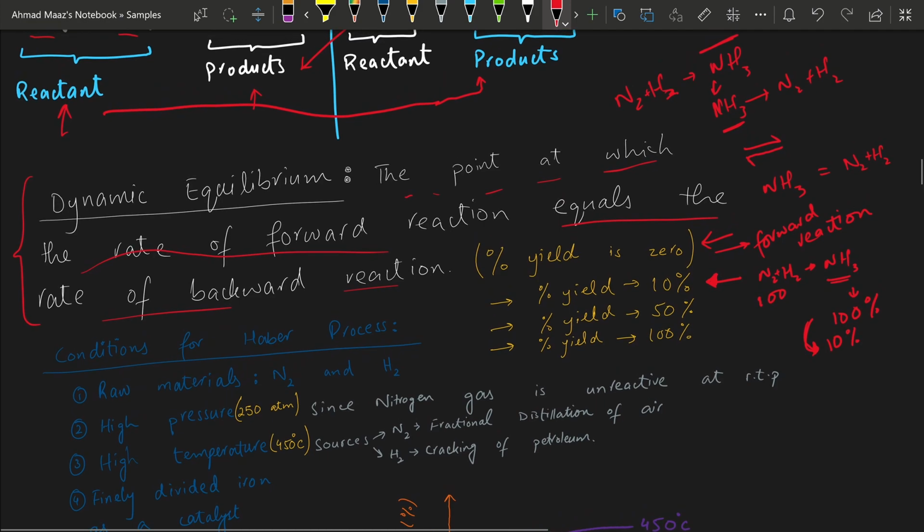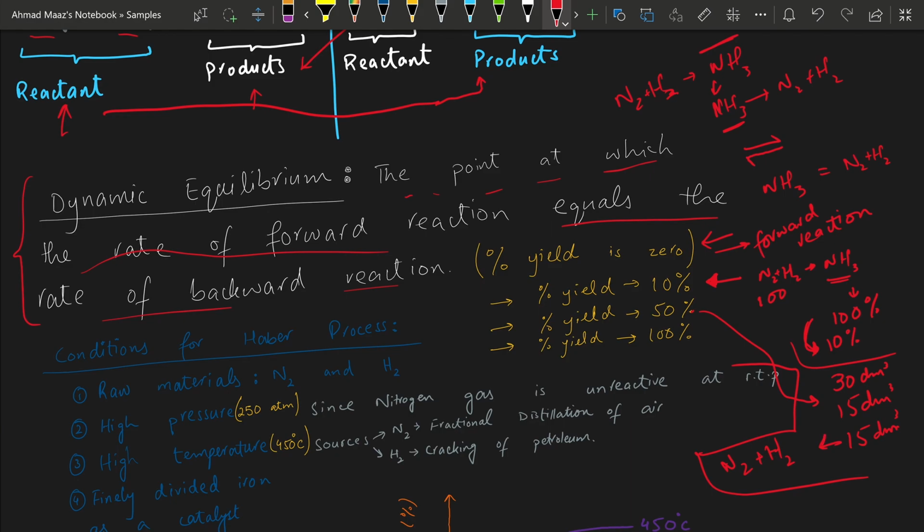Alright, and a percentage yield of 50% means, for example, if the amount of ammonia that must be produced theoretically in the forward reaction is, let's say, 30 decimeter cube, 50% yield means that only 15 decimeter cube of ammonia is being produced. The rest, 15 decimeter cube, is again being converted into nitrogen and hydrogen gases. Alright, this is because of the reversibility of this reaction.